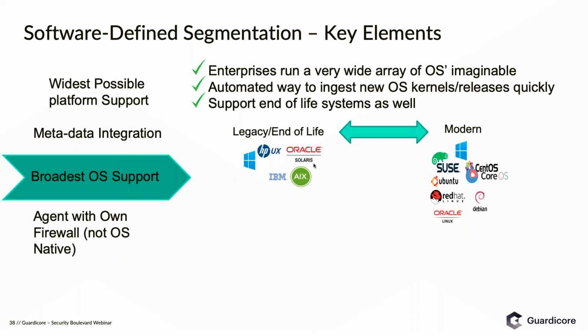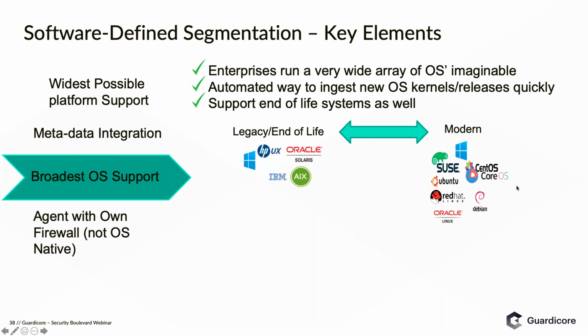The goal is they need to get visibility into these systems in order to protect them, because patches are no longer being created for them, as well as things like HPUX, Oracle Solaris, and IBM AIX. These things are around forever. They have legs. In fact, these Unix machines were around when I used to have long hair. They have been around for a long time. So the key is you must be able to support the broadest amount of operating systems imaginable, from end-of-life systems all the way through the most modern.